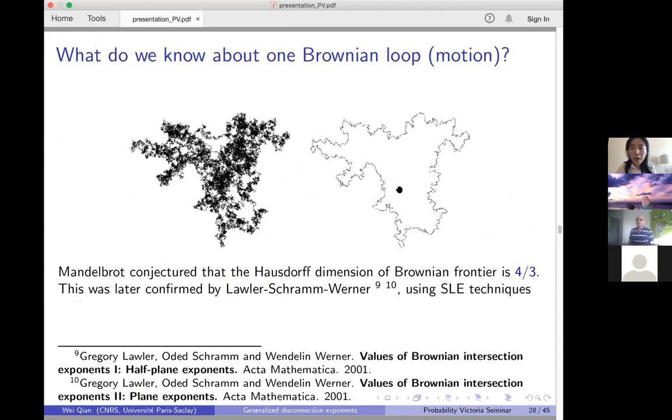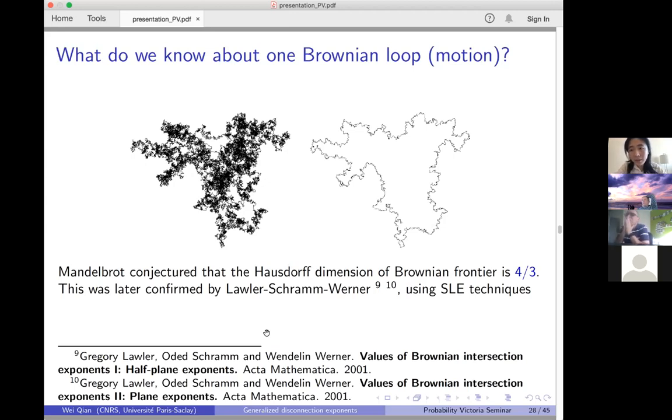So before I go into the loop soup, I first want to show what we already know about one Brownian loop or one Brownian motion. It is the same because locally they look the same. Here I show a Brownian loop on the left, and on the right, its outer boundary. And Mandelbrot conjectured that the Hausdorff dimension of the Brownian frontier is 4 over 3.